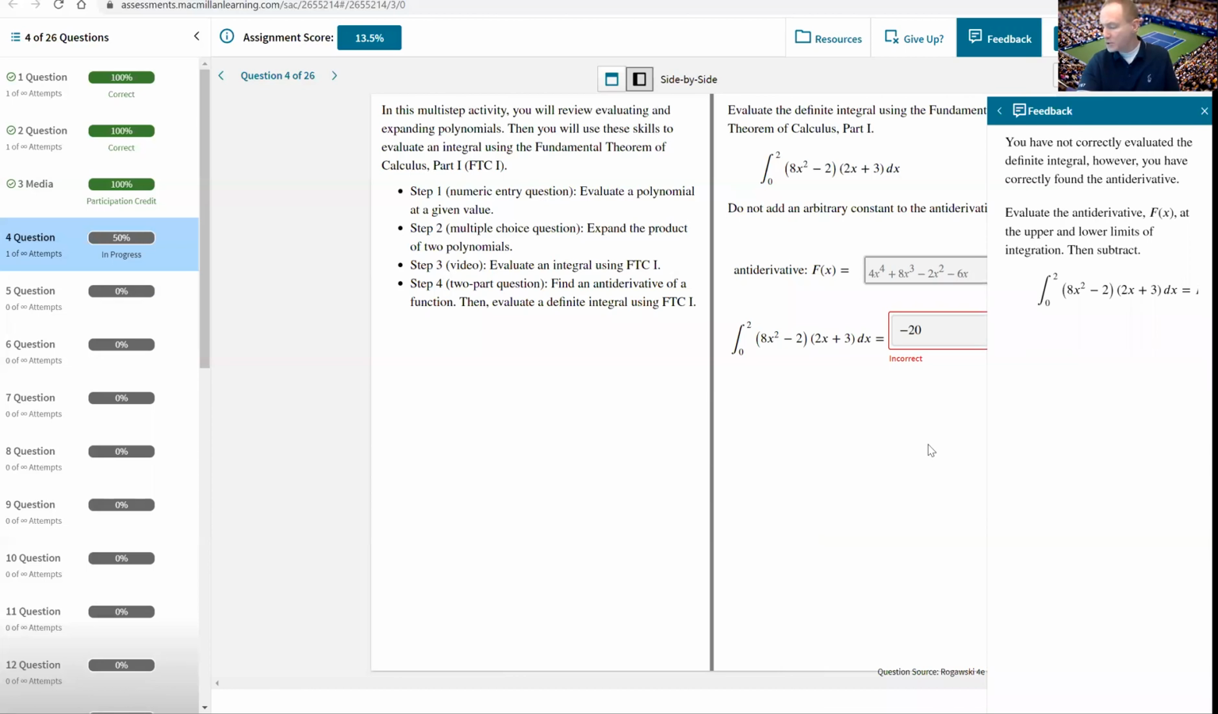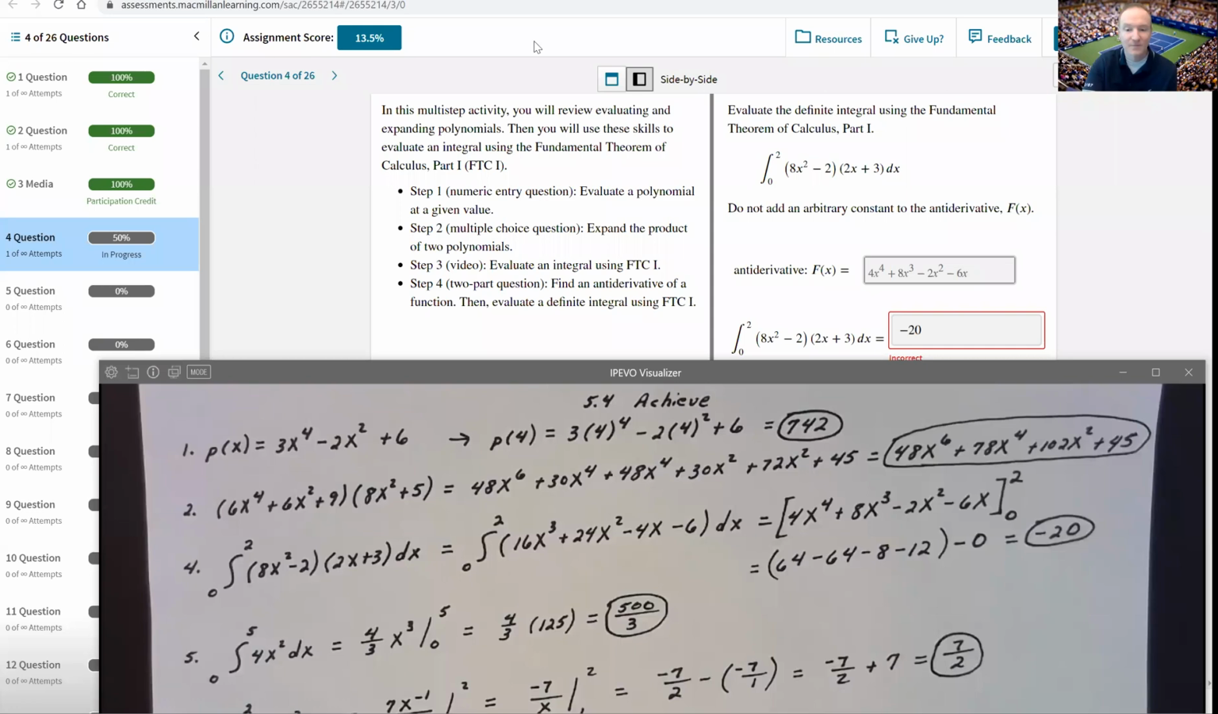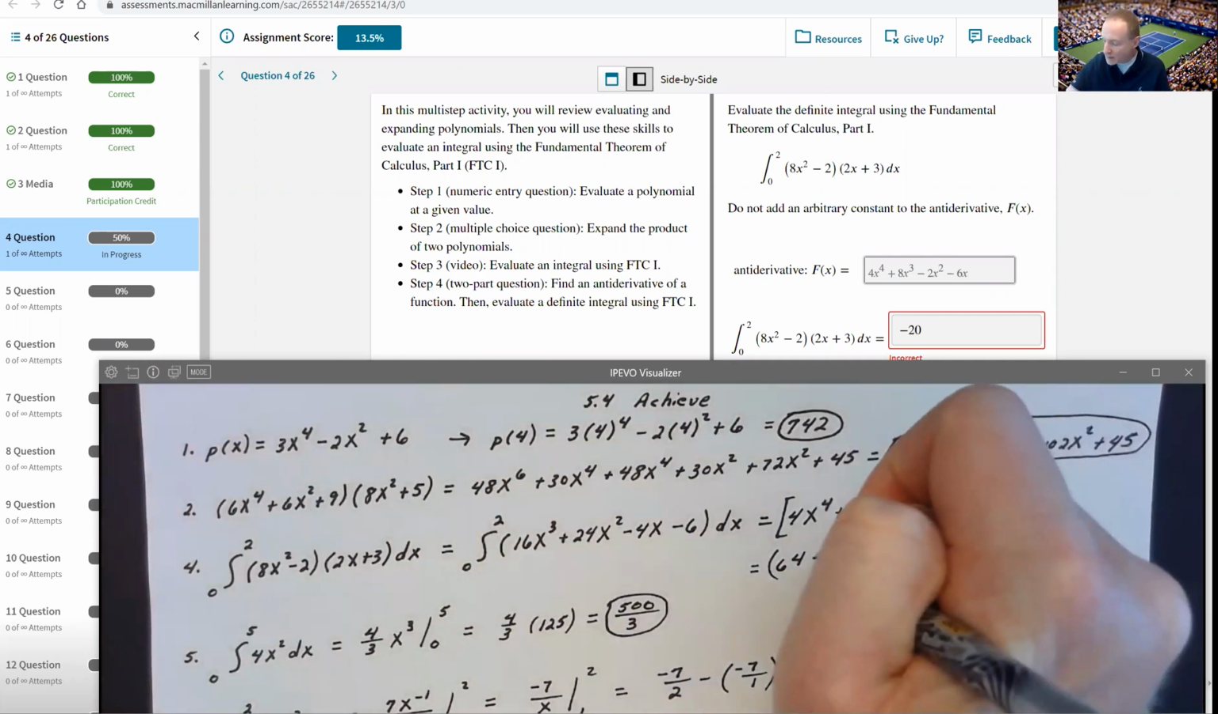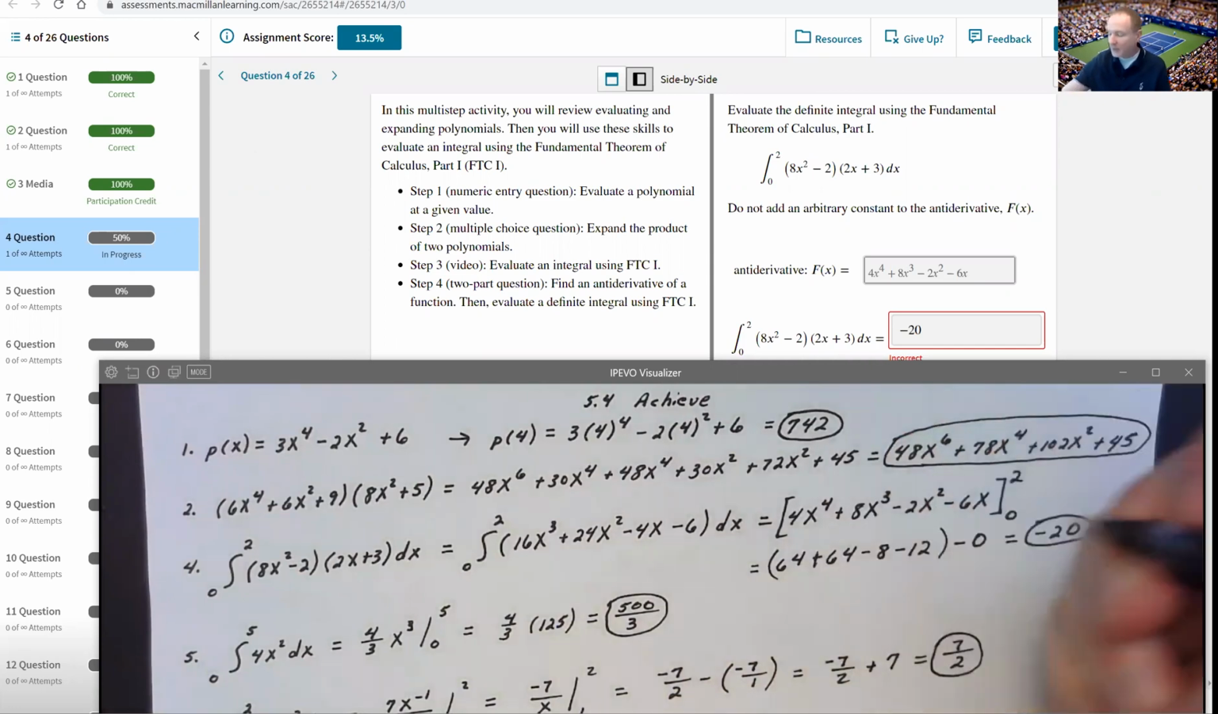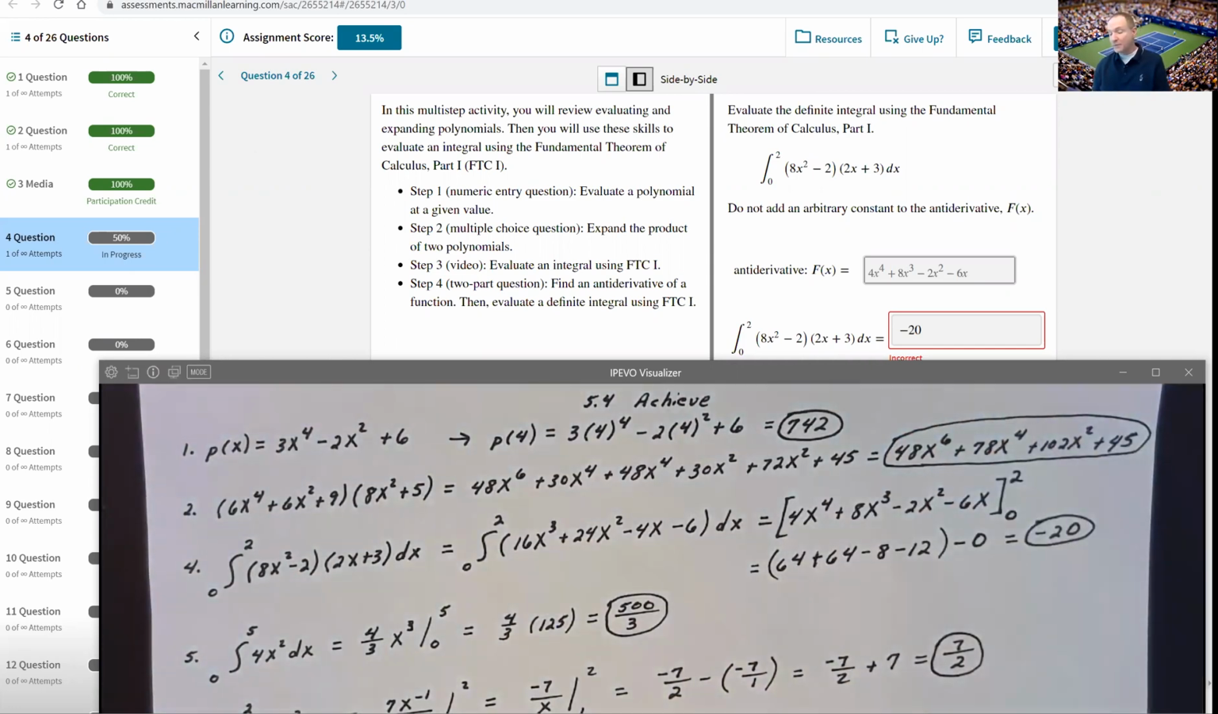My evaluation of negative 20. Okay, well, we'll see here. So whenever I evaluated this, for some reason here, notice the easy mistake. I subtracted that second term. It's supposed to be added, so silly me. Those 64s don't cancel. It'd be 64 plus 64 for 128, then 128 minus 20 should be 108 there.